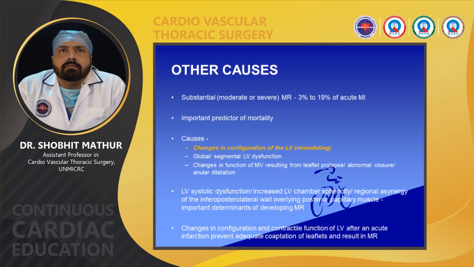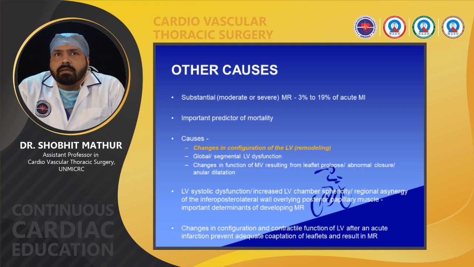Other causes of acute MR. Moderate to severe MR happens in 3 to 19% of cases of acute MI, and this is a very important predictor of mortality in acute MI. The causes can be changes in configuration of the LV, that is remodeling, global or segmental LV dysfunction, and changes in the function of the mitral valve resulting from leaflet prolapse, abnormal closure, and annular dilatation. The LV systolic dysfunction, increased LV chamber sphericity, and regional asynergy of the infero-posterior lateral wall overlying the posterior papillary muscle are the most important determinants of developing MR.